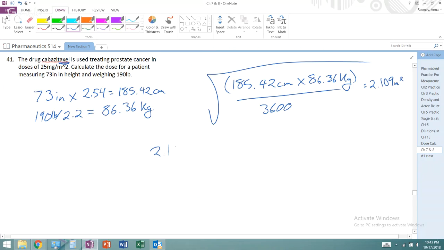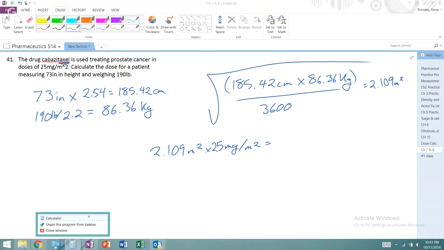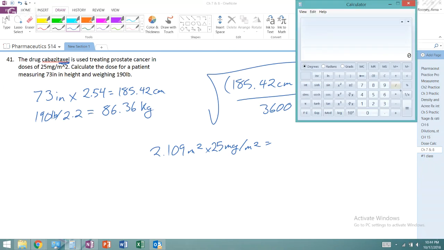And so 2.109 meters squared times 25 milligrams per meter squared is equal to probably around 50. So 2.109 times 25, 10.54. What? Oh, that's not right.